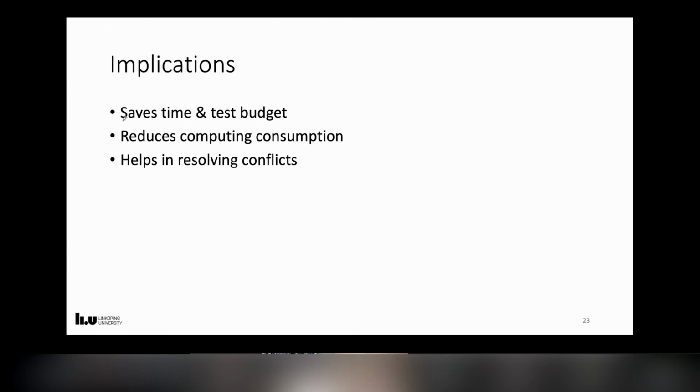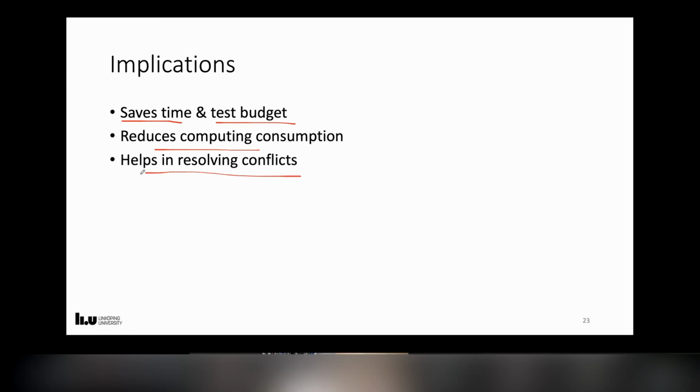It saves time. Why should we use it? You don't need to rerun test cases 100 times or 200 times. Your test case failed. You use this tool and it tells you whether it is flaky or not using a machine learning algorithm, and it provides detailed information about each test case. It saves test budget and reduces computing power.